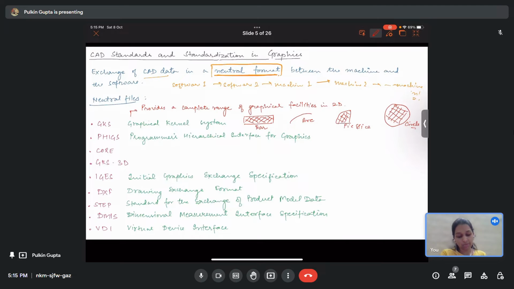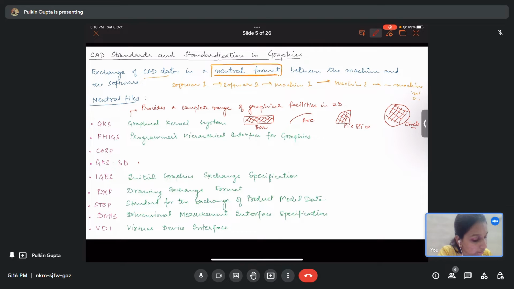Then some others were PHIGS, the Programmer's Hierarchical Interface for Graphics, and GKS 3D. Now there is the IGES format, which is the Initial Graphics Exchange Specification. It is the most comprehensive standard, and it is designed to transmit the entire product definition.